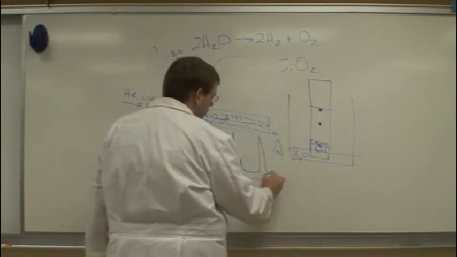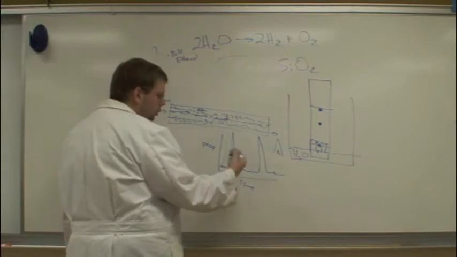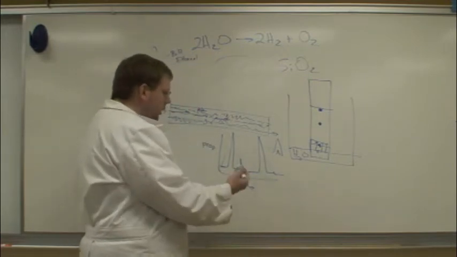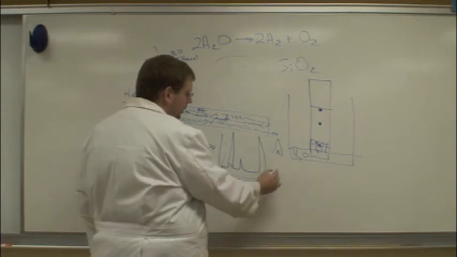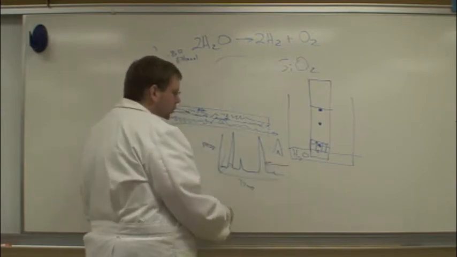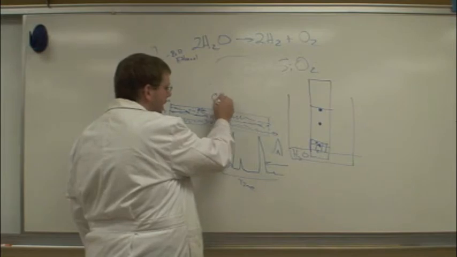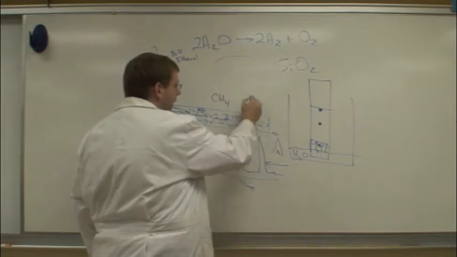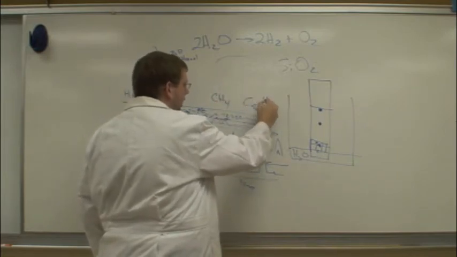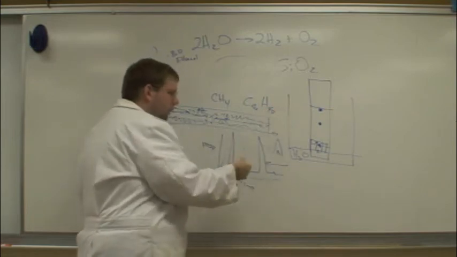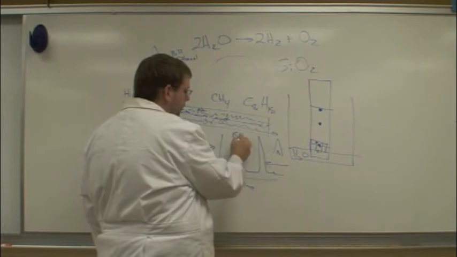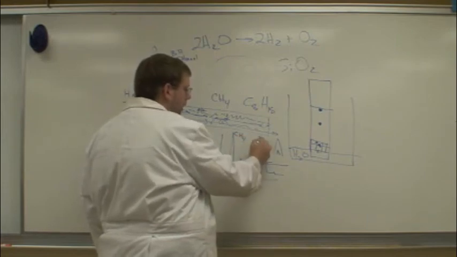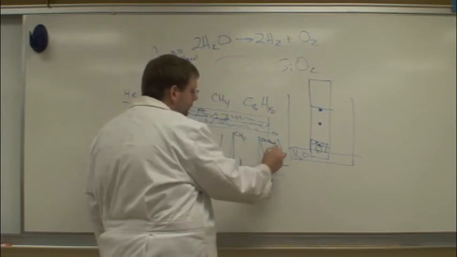All things set aside, you'd assume your lighter stuff comes out first and your heavier stuff comes out near the end. So if you're trying to separate something like methane and octane, C8H18, that's a straight-chain octane, you'd probably predict that it's definitely your methane coming through first, and then your octane coming through later.